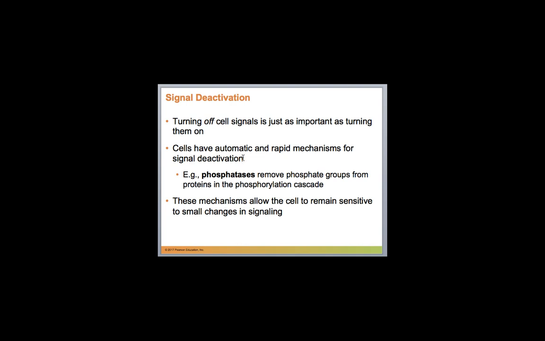Phosphatases are a specific enzyme that removes a phosphate. So a phosphatase is an example of a signal deactivation. Phosphatases are going to remove phosphate groups from proteins in the phosphorylation cascade. Such a mechanism is going to allow the cell to remain sensitive to small changes in signaling.